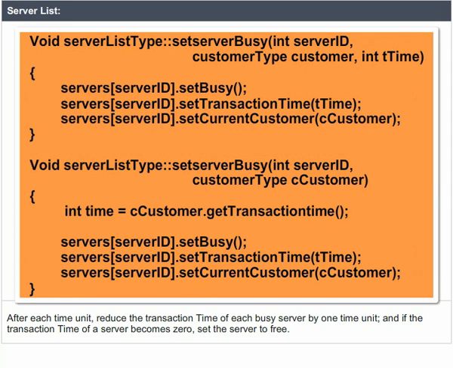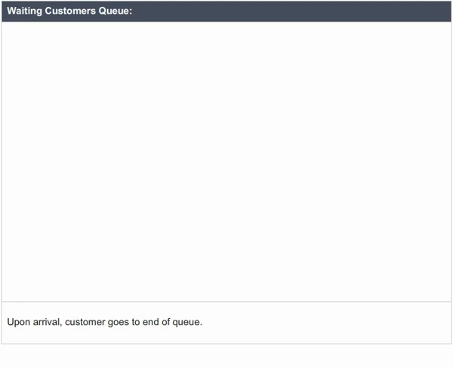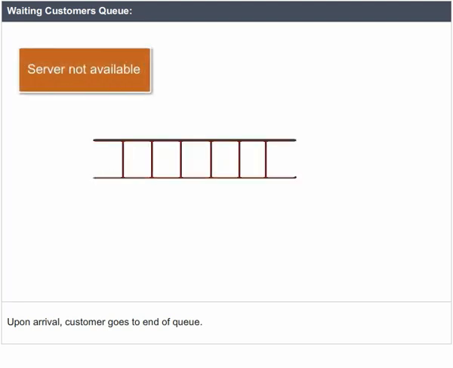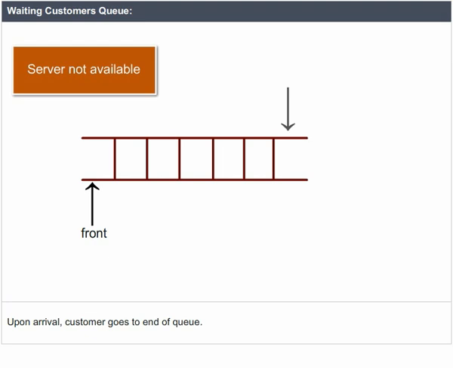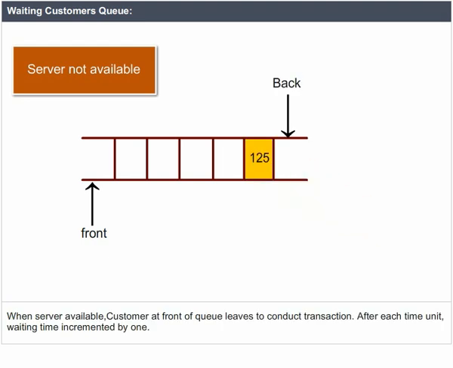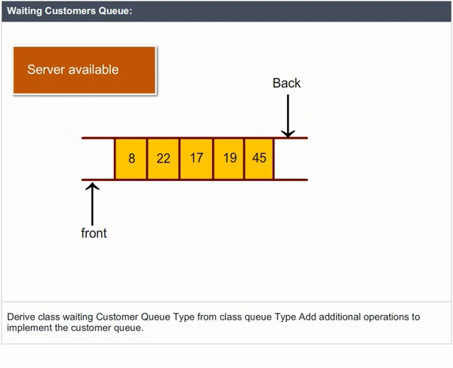Waiting customer queue. Upon arrival, the customer goes to the end of the queue. When server available, customer at front of queue leaves to conduct transaction. After each time unit, waiting time incremented by 1. Derive class waiting customer queue type from class queue type. Add additional operations to implement the customer queue.